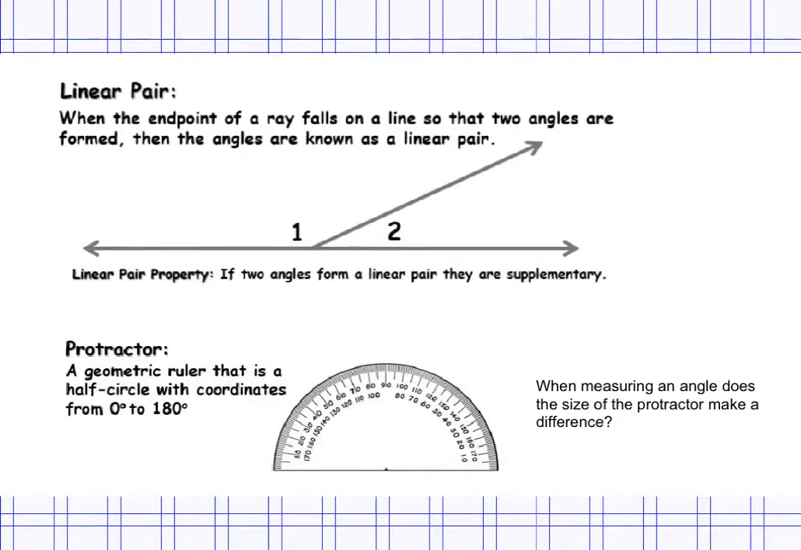A linear pair are two angles that together form a line. Here you can see angle 1 and angle 2 would be considered a linear pair. If two angles form a linear pair, they are supplementary.